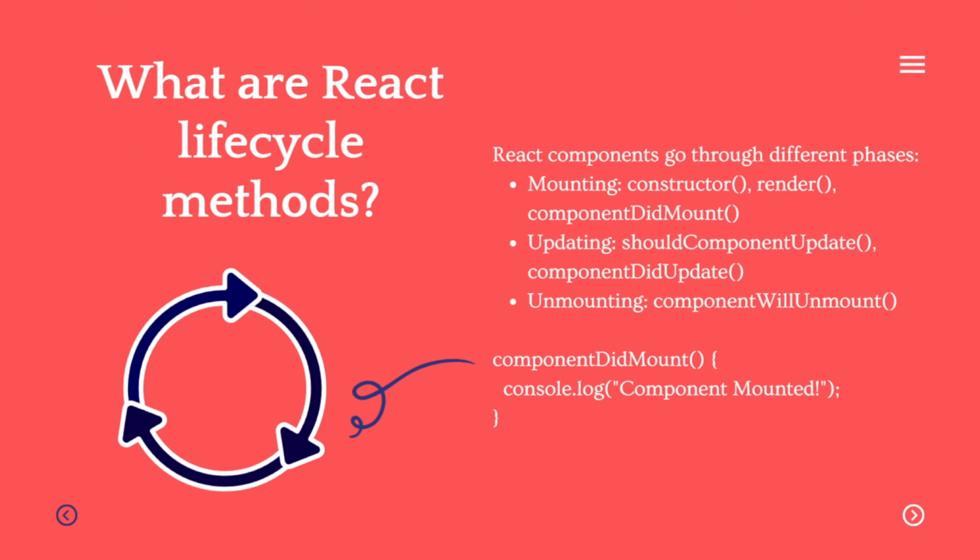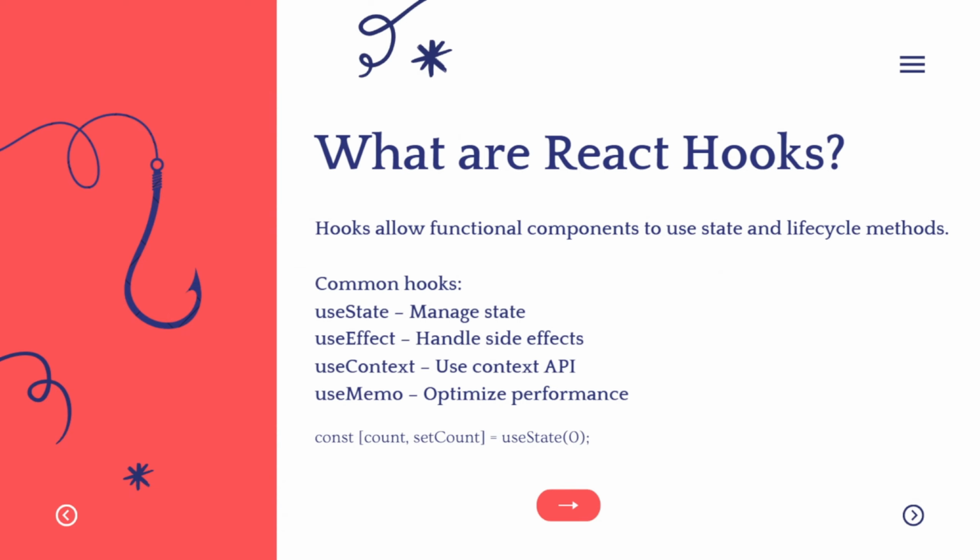Question 5. What are React lifecycle methods? React components go through different phases like mounting, updating, and unmounting. Then question 6. What are React hooks? Hooks allow functional components to use state and lifecycle methods. Some common hooks are useState, which is used to manage state; useEffect, used to handle side effects; useContext, uses the context API; and useMemo, to optimize performance.